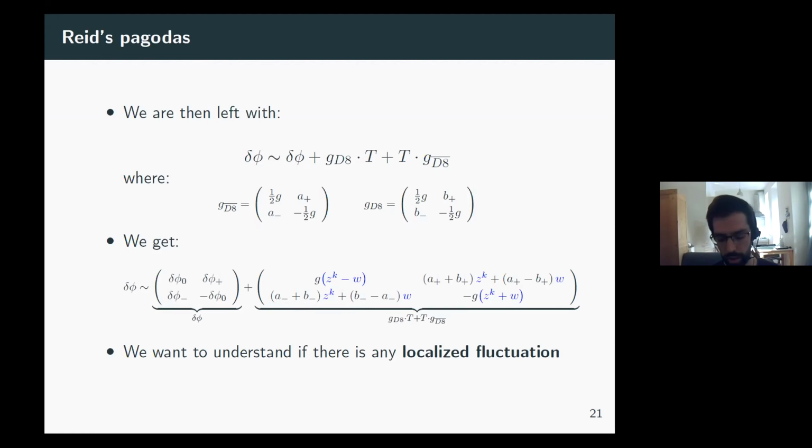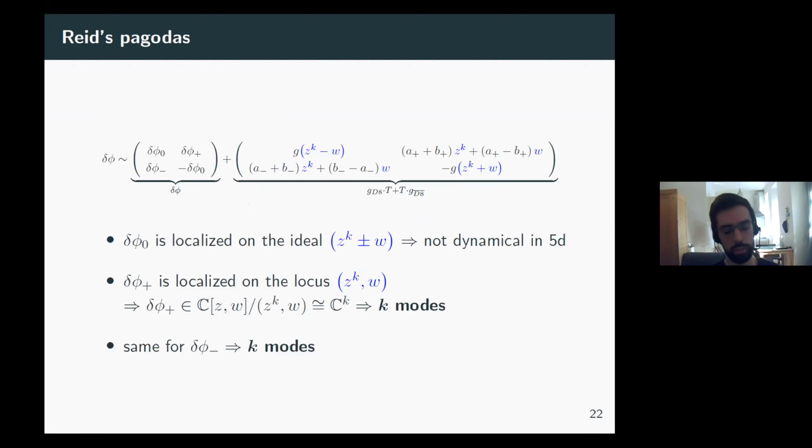What we want to understand now is if there is any localized fluctuation near the intersection point. And in order to see if there is any, we can at first consider, for example, the mode delta phi 0, which is this diagonal one. And we see that by choosing the gauge parameter g in an appropriate way, we can eliminate all the dependence of delta phi 0 on the combination z^k plus or minus w.